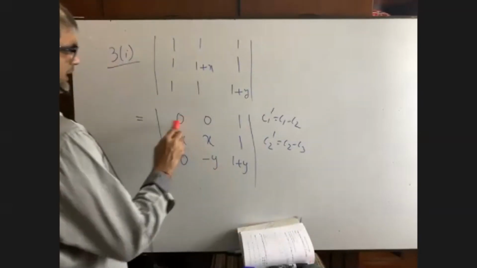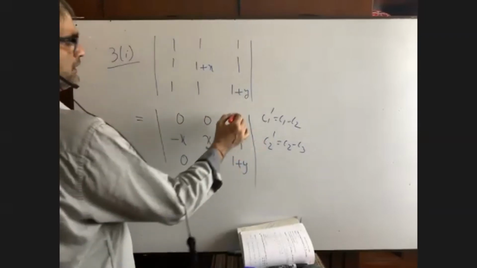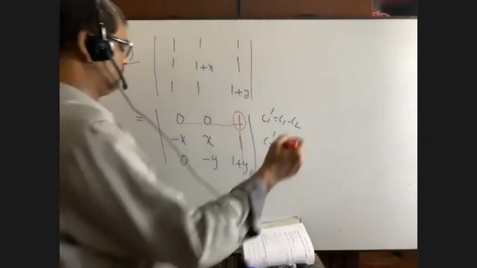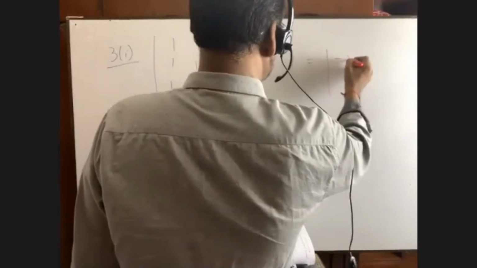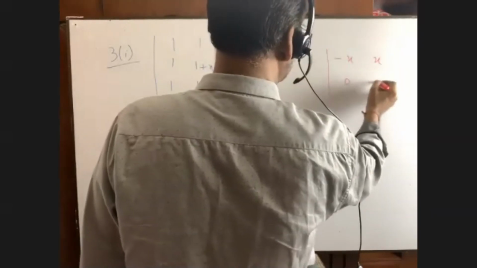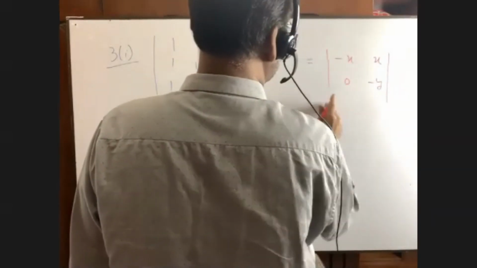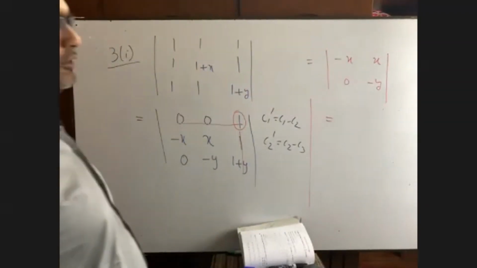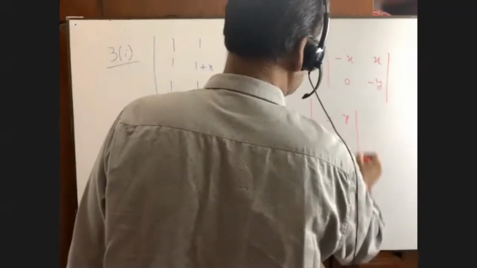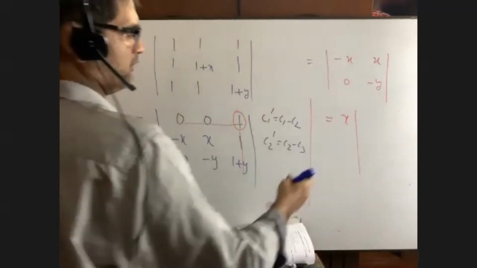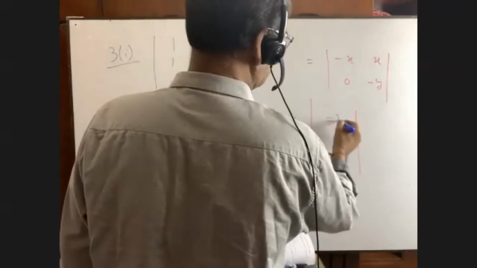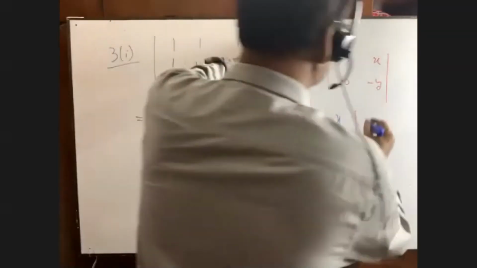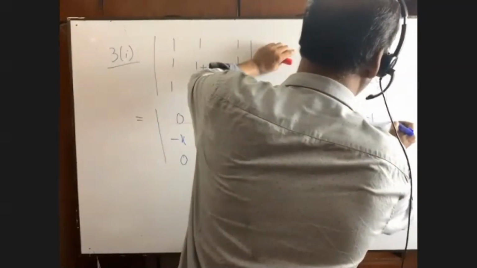Now, if we take 0, all 0, now 1 will be taken. So this and this will be omitted. So we will be left with what? Minus x, x, 0, minus y. Okay, interesting math. What can be taken common from the first row? X can be taken common. Talk to me. X can be taken common from the first row. Can you talk or don't you know how to talk? Yes, sir. That means you can talk. Okay, anyway, minus 1, 1.